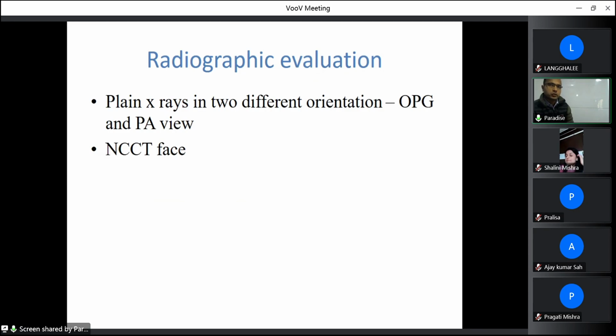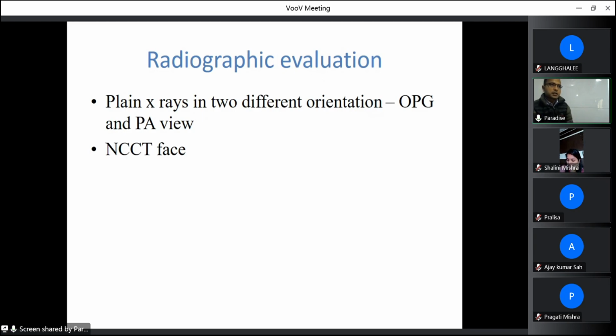If there is no fracture, no need to worry. If there is a fracture and you are planning to operate the case surgically, then you have to go for NCCT. NCCT means a normal CT scan. CT scan is of two types: one is non-contrast enhanced, one is contrast enhanced. We say NCCT and CECT.